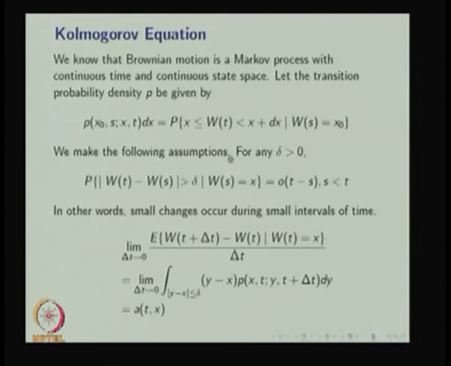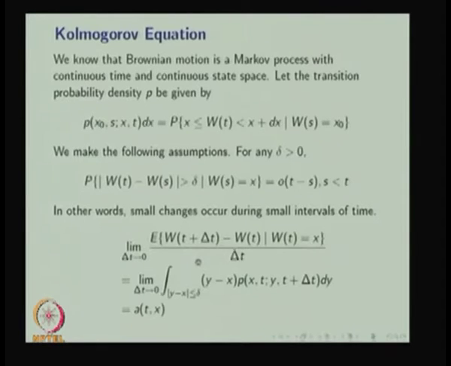We make the following assumptions. For any delta greater than 0, the probability of the absolute value of Wt minus Ws being greater than delta, given that Ws is equal to x, is of the order of t minus s. In other words, small changes occur during small intervals of time. That is the meaning of the above equation.